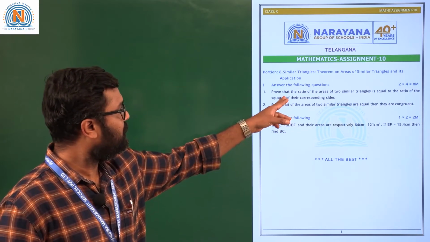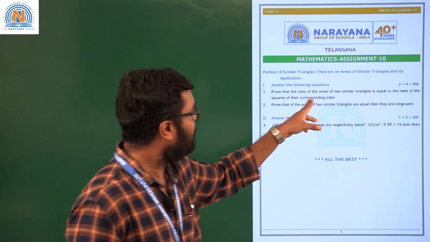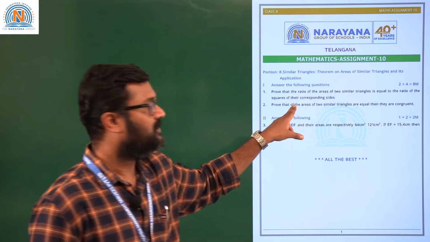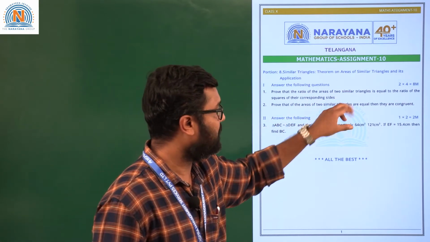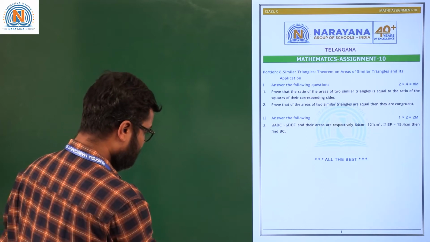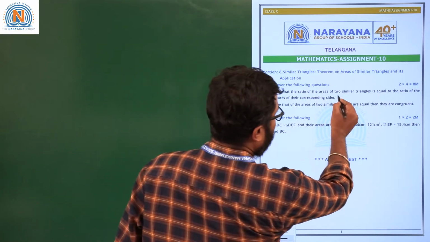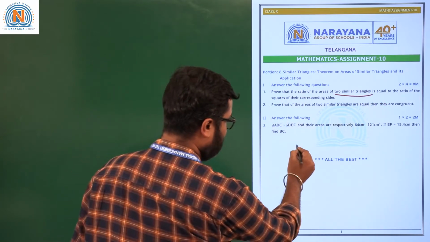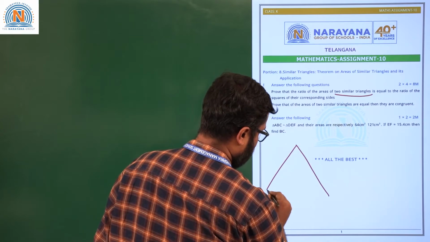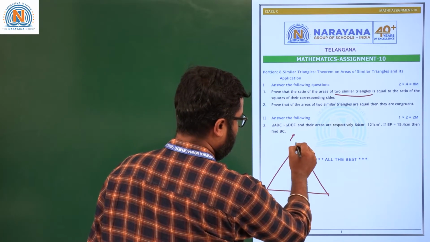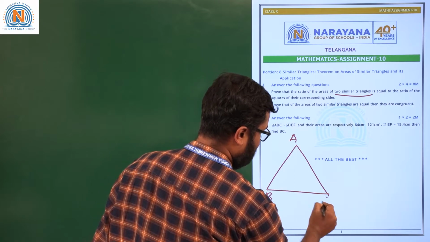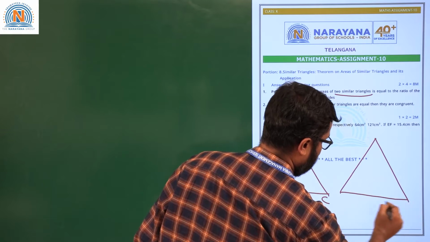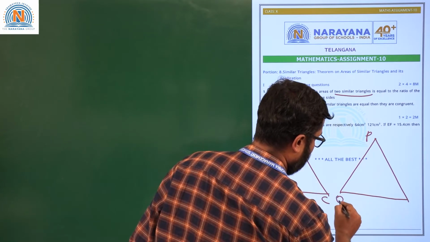So children, here is the first question on the screen: prove that the ratio of the areas of two similar triangles is equal to the ratio of the squares of their corresponding sides. See children, here we have two similar triangles. Let's take the first triangle as ABC, and the second triangle as PQR.